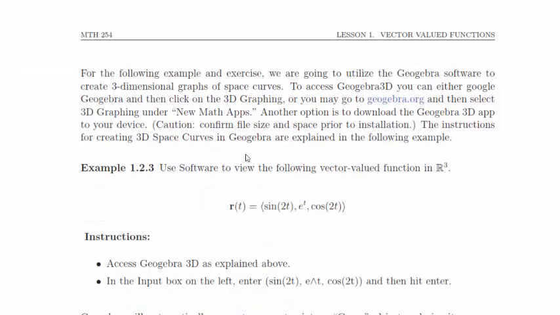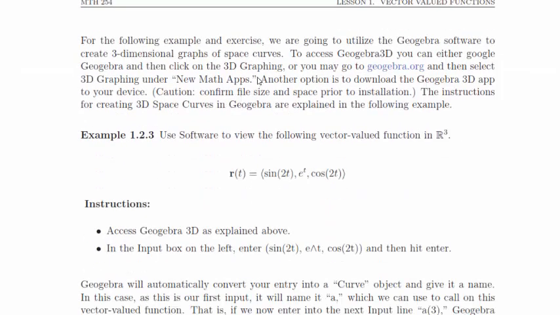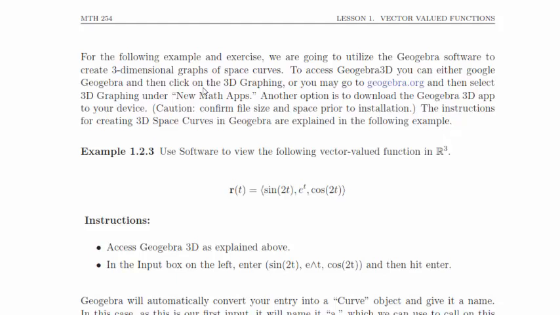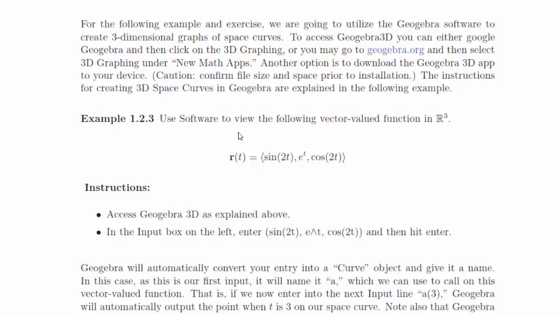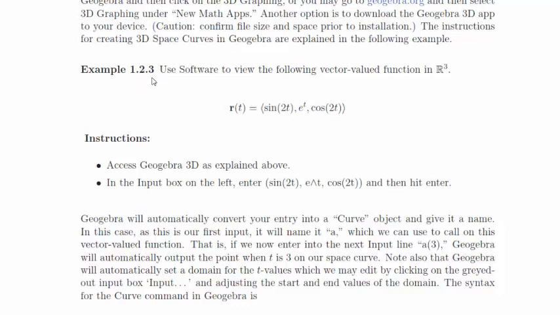We now want to show you guys how to use GeoGebra a little bit. There's a lot of written out instructions here. I am not going to read all of this. I would rather go through it with you guys a little bit more naturally. We have example 1.2.3: use software to view the following vector valued function in R3. r(t) = (sin(2t), e^t, cos(2t)).